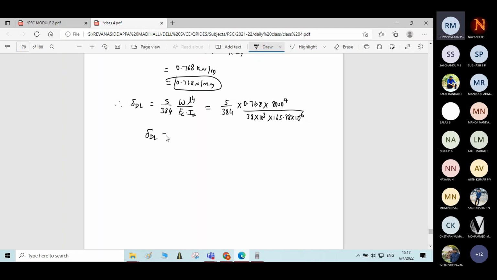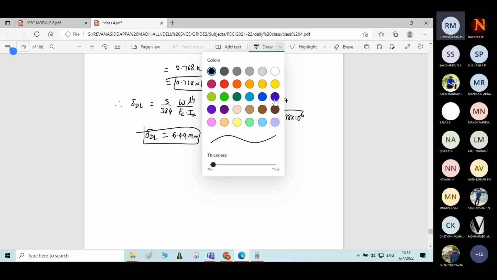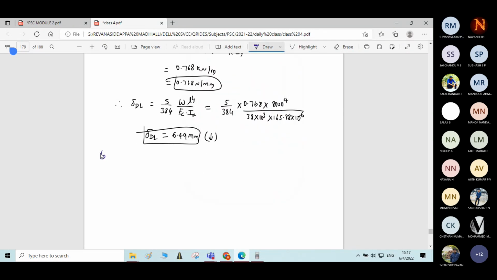Therefore, deflection due to dead load is equal to 6.49 millimeter. Positive sign indicates it is causing downward deflection. Next, the deflection due to live load you find.